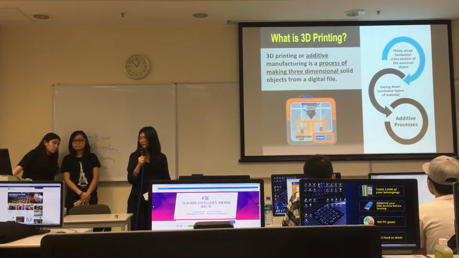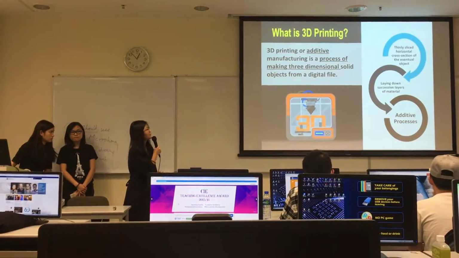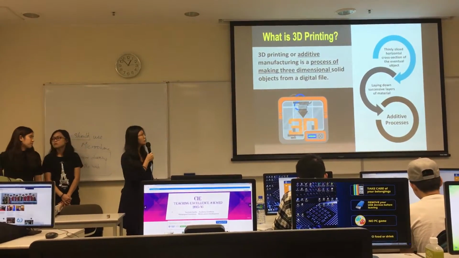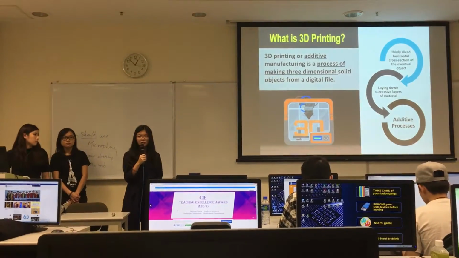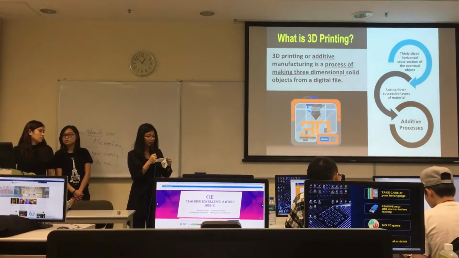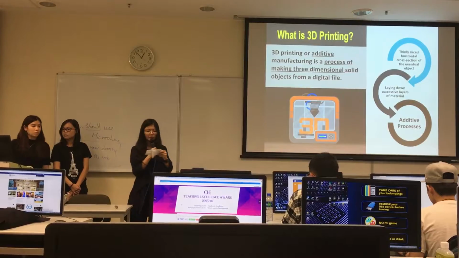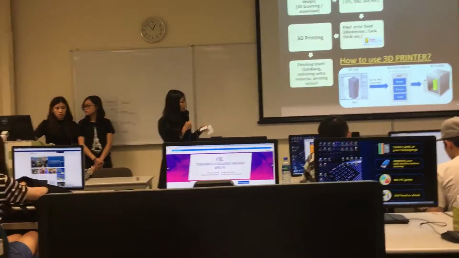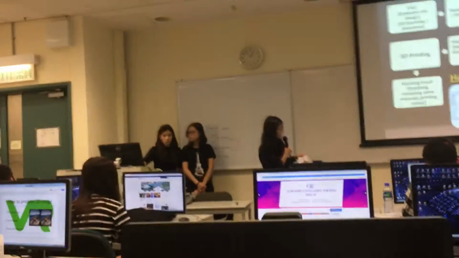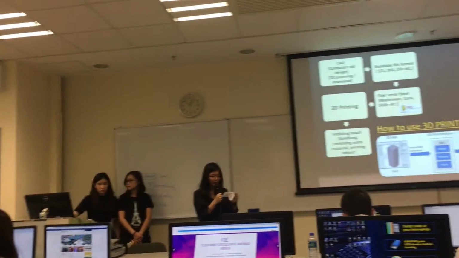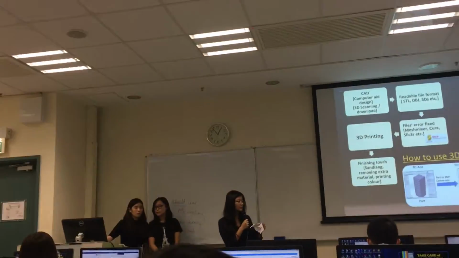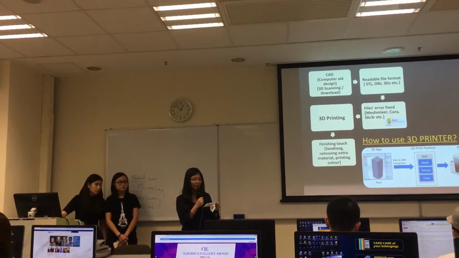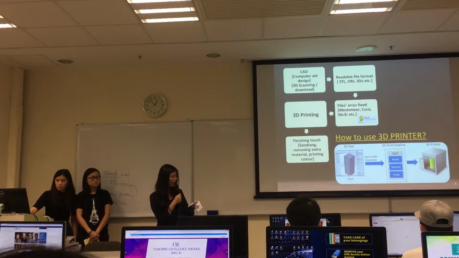And then the definition of 3D printing. 3D printing is additive manufacturing. It's a process of making three-dimensional solid objects from digital files. The creation of 3D printed objects is achieved using an additive process. In this process, the object is created by laying down successive layers of material until the object is created. Each of these layers can be seen as a thinly sliced horizontal cross-section of the eventual object.